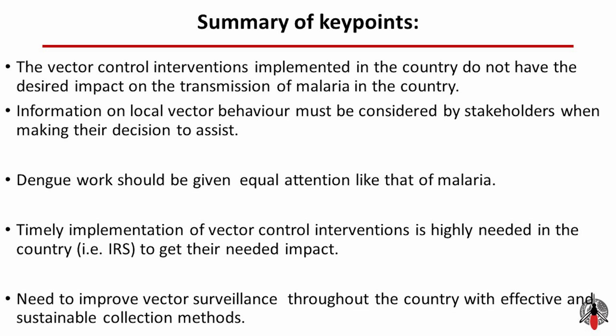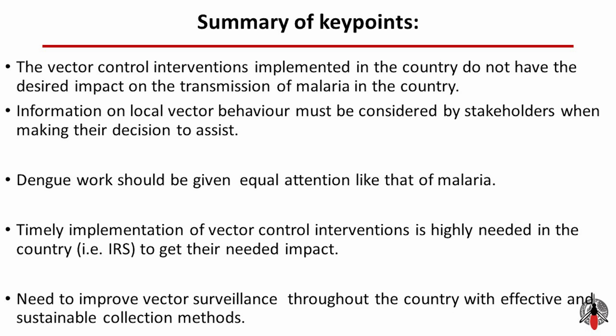Then for dengue work in Solomon Islands, I think we believe that we should be given the same attention as malaria work. At the moment, most of the funding and resources that come in are all for malaria. For dengue, sometimes when we want to do dengue work, we have to piggyback on some activities that we do for malaria. And then the problem we want to talk about is the timing of implementation of vector control interventions.